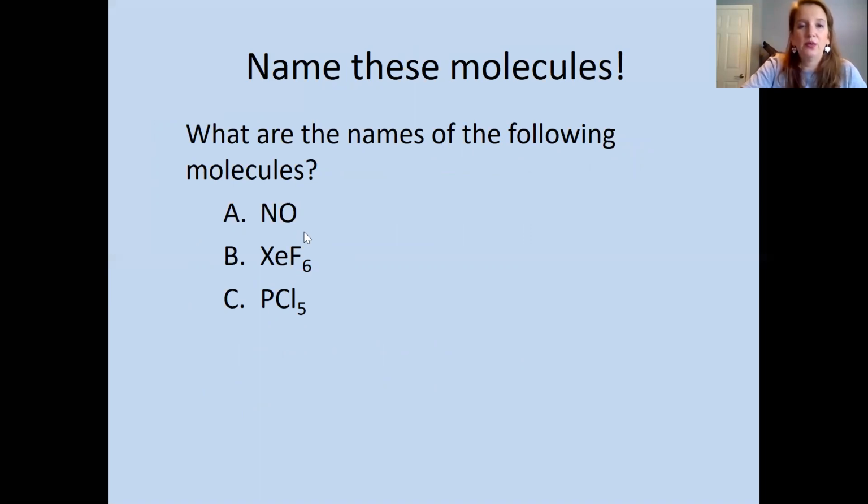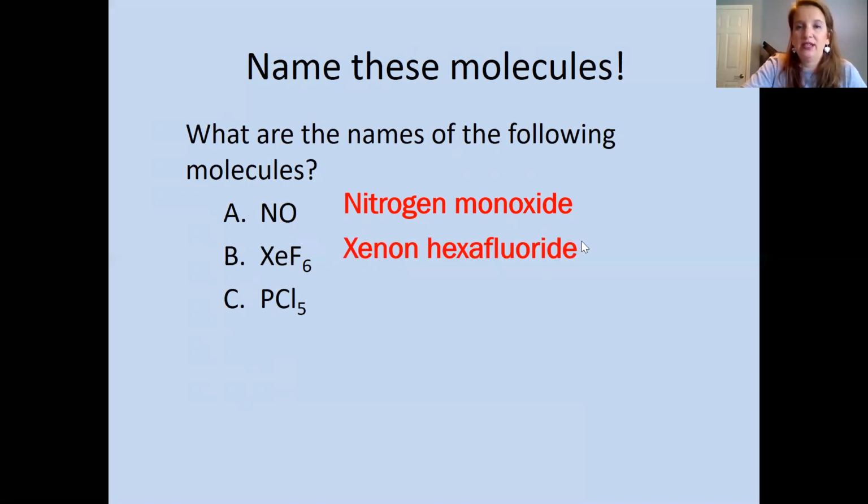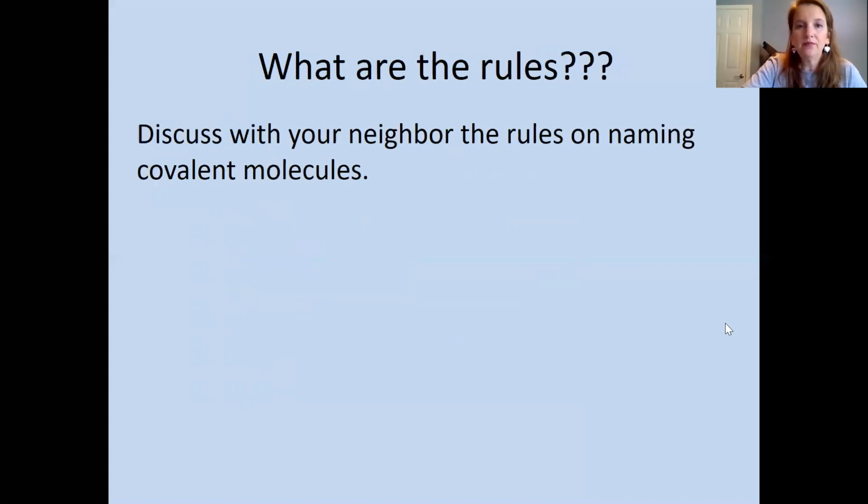So if we have NO, that would just be nitrogen monoxide. No mono on that first element name, remember. XeF6, that would be xenon hexafluoride. Make sure we change the ending of the second element to "ide." And then PCl5 would be phosphorus pentachloride.